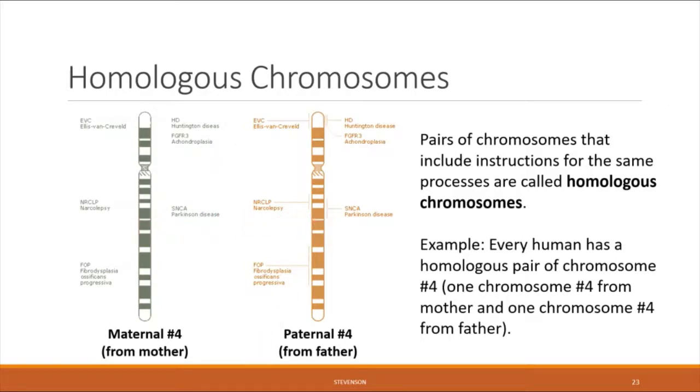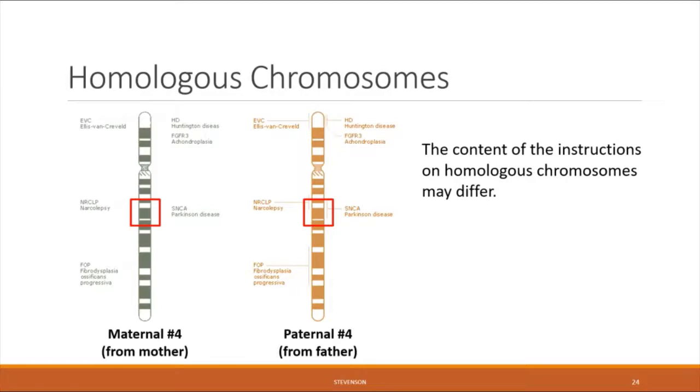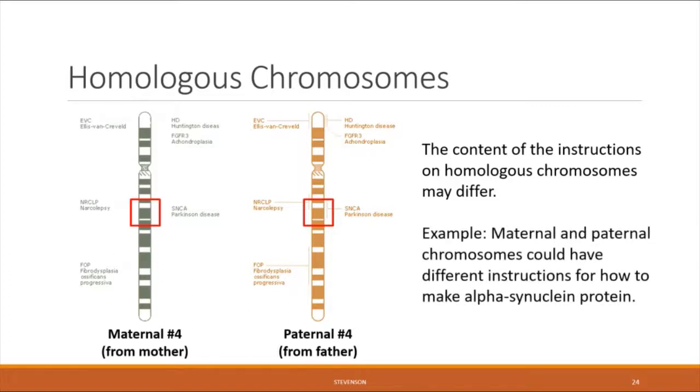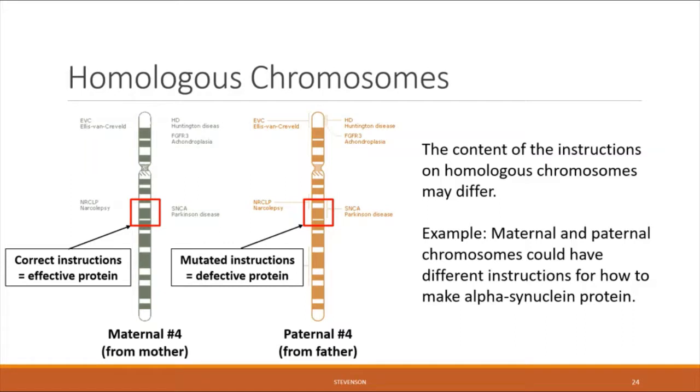However, it is possible that the contents of the instructions that are found on your homologous chromosomes differs between them. For example, the chromosome number 4 that you got from your mom could have correct instructions for making an effective alpha-synuclein protein, whereas the chromosome number 4 that you got from your dad could have mutated instructions, which would encode a defective protein. And this would put a person at risk for Parkinson's disease.